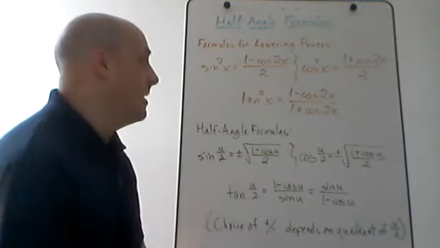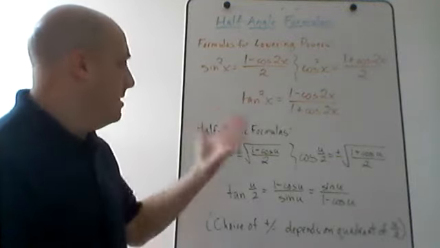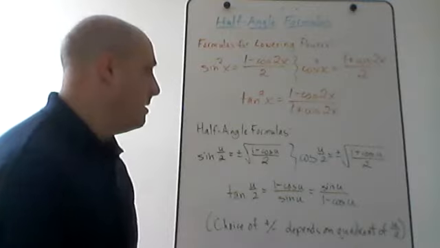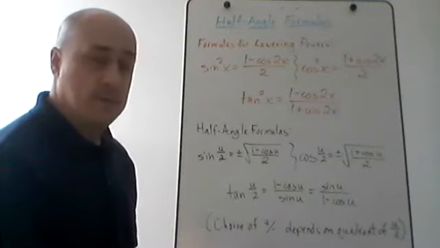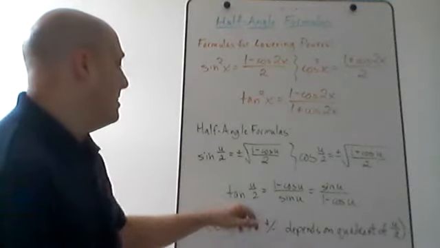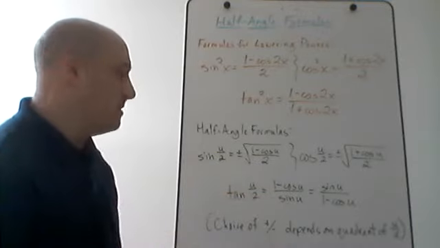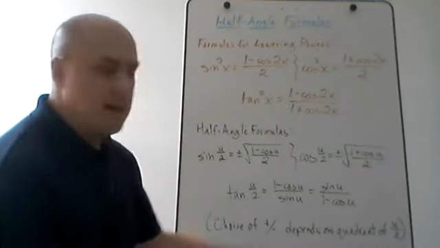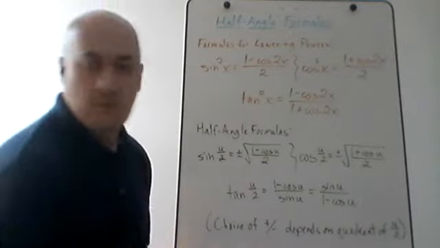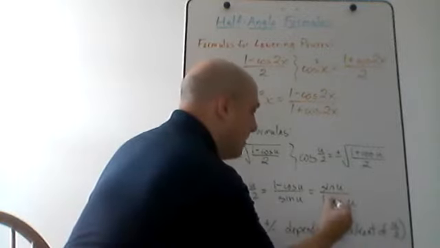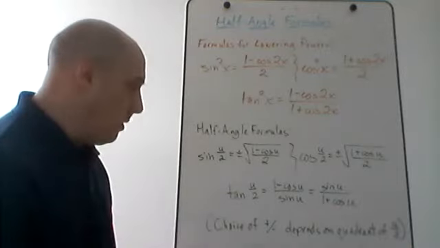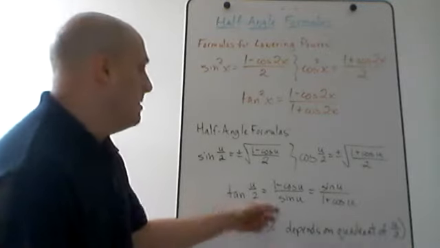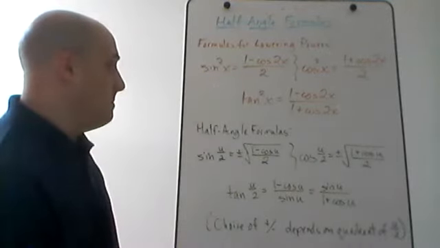So those two, again, come directly from the formulas up above, the lowering power formulas. And then tangent of u over 2, there are two formulas for tangent. It's 1 minus cosine of u over sine of u, or sine of u over 1 plus cosine of u. Right, sine u over 1 plus cosine of u. And this one also comes from these formulas up here.